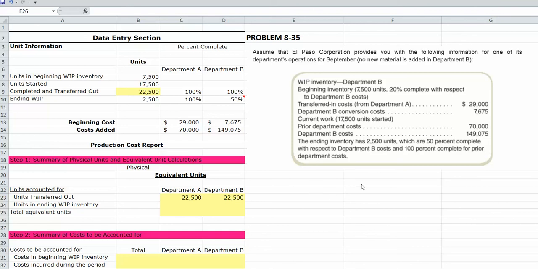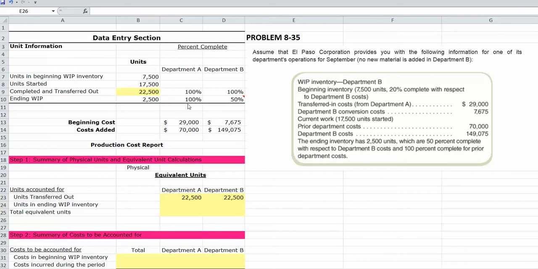Let's go ahead and pick up the things we know from our given information. Beginning inventory has 7,500 units. Our current work started in production, 17,500. And our ending work in process, 2,500 units. Anything that's transferred out is 100% complete. And we're told that our ending work in process is 50% complete with respect to Department B costs. And of course, it has to be 100% complete with respect to prior departments, which would be Department A.